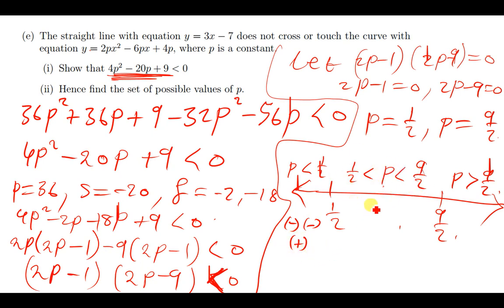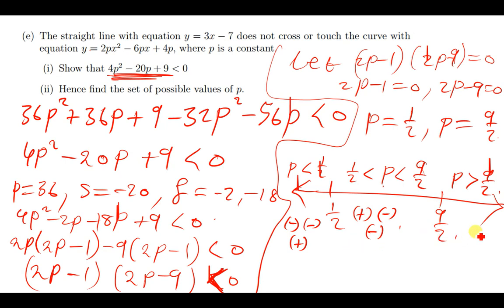So when we test any number that is between half and 9 over 2, so 9 over 2 is simply just 4.5. So between 0.5 and 4.5, we can even get 3. So we can test 3 there. We're going to have 2 times 3, the answer is 6, minus 1, the answer is 5. So 5 is a positive number, and then we can put the 3 there as well. So 3 times 2, that is 6. 6 minus 9, the answer is negative 3. So negative times positive, the answer is negative.